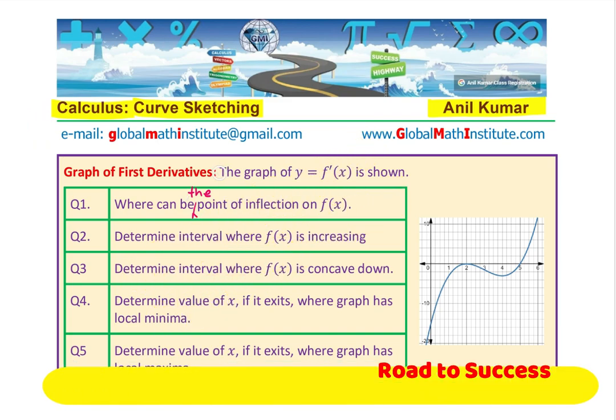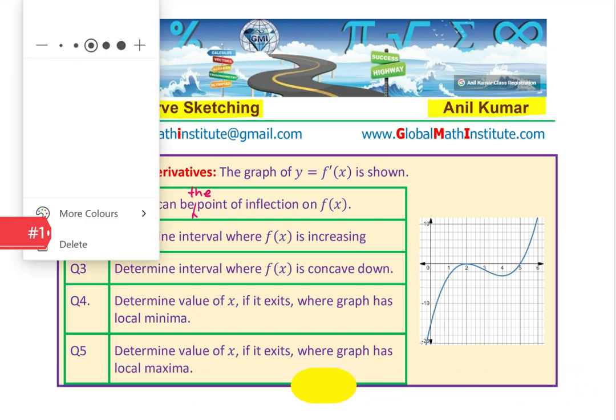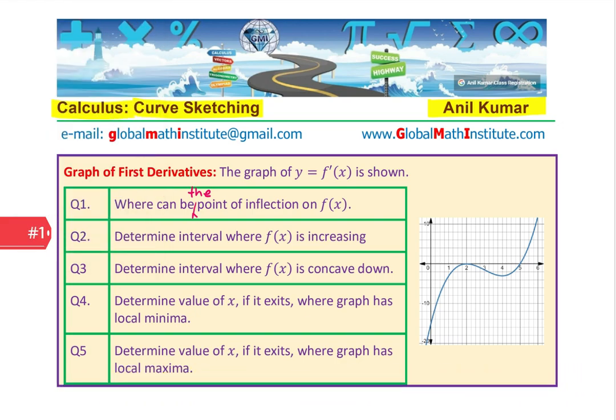Here, we are given the graph of y equals f prime x, meaning the derivative, and we need to figure out answers for all these 5 things. So the question here is, the graph of y equals f prime x is shown. Let me write down f prime x, the derivative function.